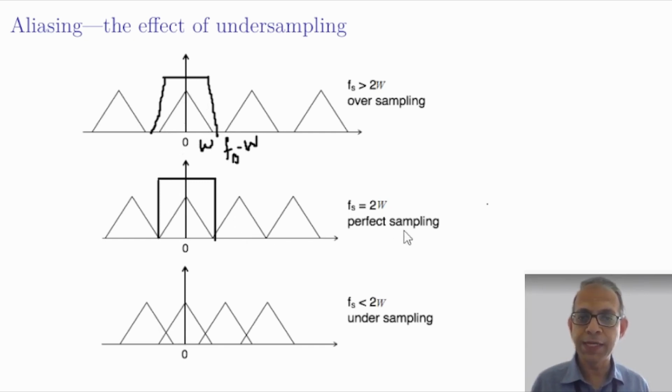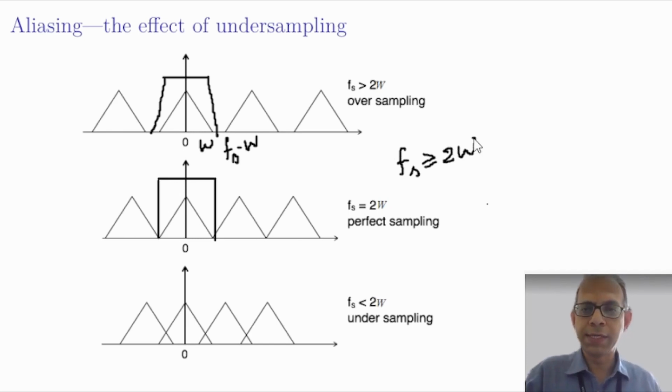It is possible even in this case when fs is exactly equal to 2w. Of course, there are some cases in which this will not work. We'll talk about those cases separately. But in general, as long as fs is greater than or equal to 2w, in principle, it is possible to reconstruct the signal perfectly from its samples.